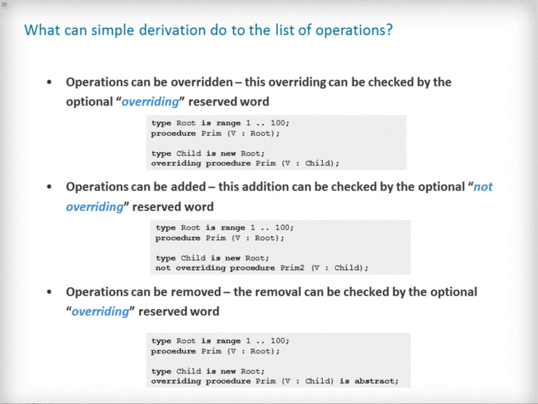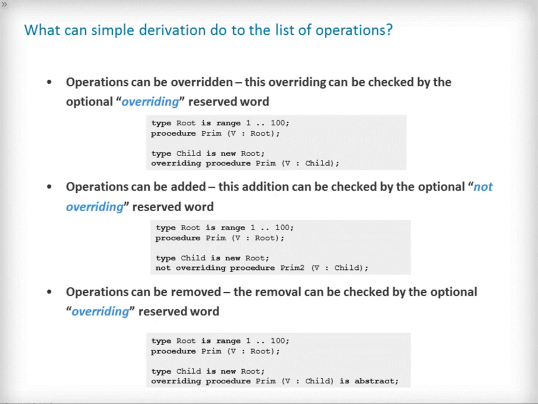While data structure attributes are inherited from parent types and can be manipulated during derivation, it is also true for primitive operations. To start off, it is possible to replace an inherited primitive operation with the derived type's own primitive operation with the same name. This is done by using the overriding prefix ahead of declaring the derived type's primitive operation. We can see in this example that root has a primitive operation called prim, and the derived child type has overridden this with its own version.